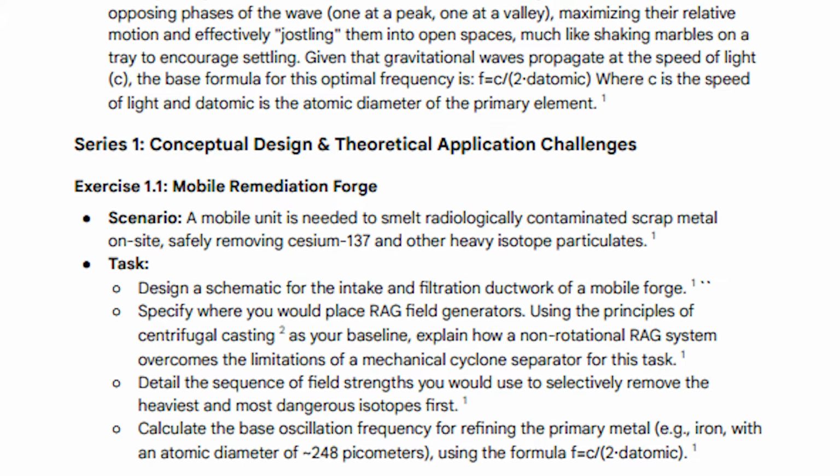Specify where you would place RAG field generators. Using the principles of centrifugal casting as your baseline, explain how a non-rotational RAG system overcomes the limitations of a mechanical cyclone separator for this task. Detail the sequences of field strengths you would use to selectively remove the heaviest and most dangerous isotopes first. Calculate the base oscillation frequency for refining the primary metal, e.g. iron, with an atomic diameter of approximately 248 picometers, using the formula F equals c divided by 2 times d_atomic.